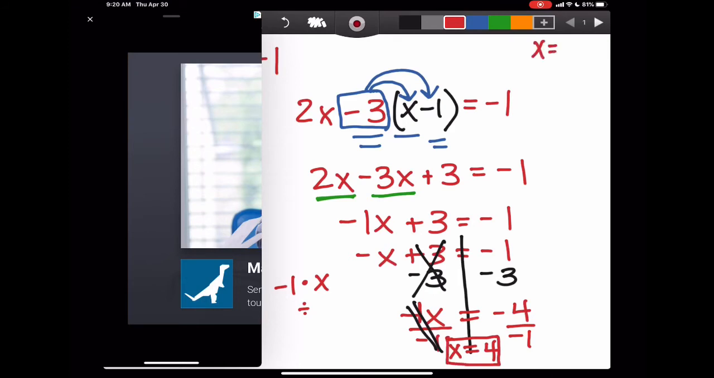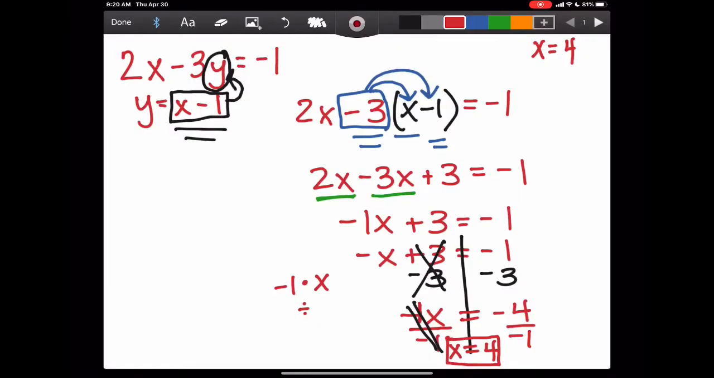Let's go ahead and write that up here. My x is a positive 4.